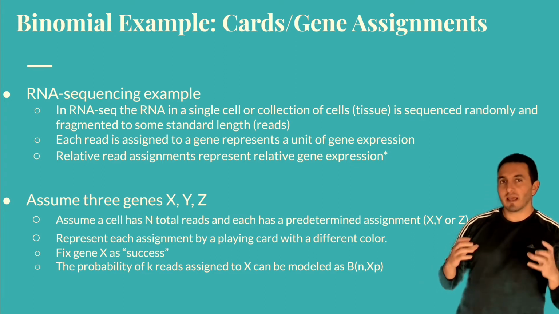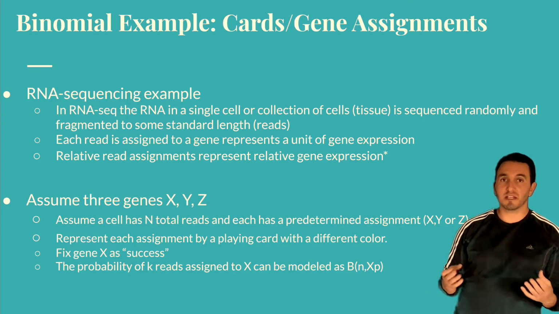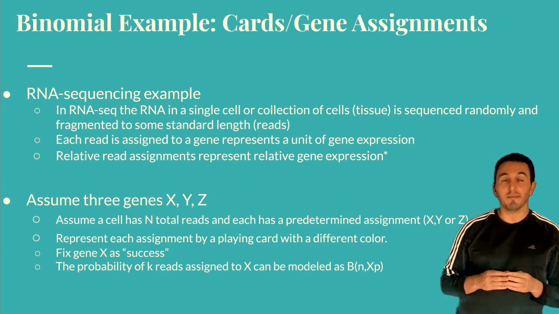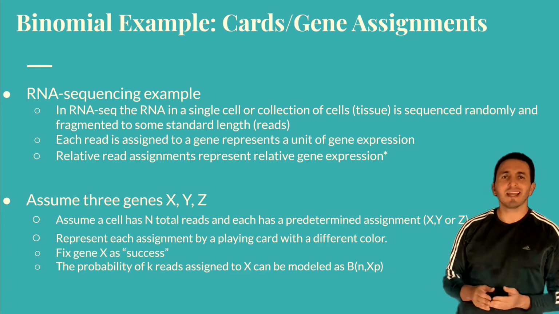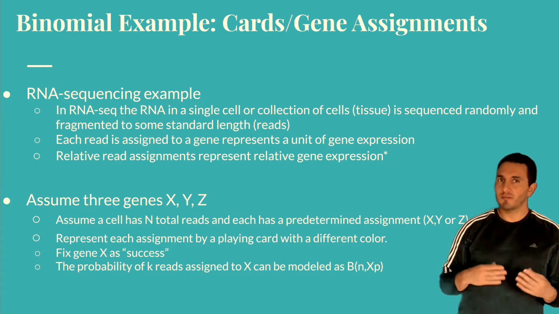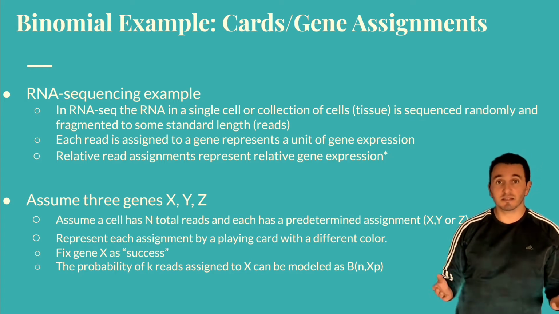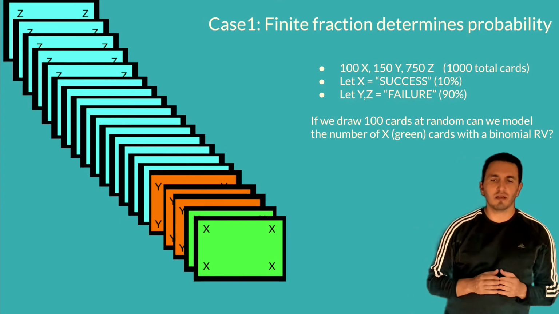So if we fix X to equal success, and all the rest to be failure, then we have a success probability of 10% and a failure probability of 90%. Then we can ask, if we sample at random 10 reads from the cell, what's the probability that we'll see 3 of them being assigned to gene X, which is a fair question. So now we consider a cell of a smaller size.